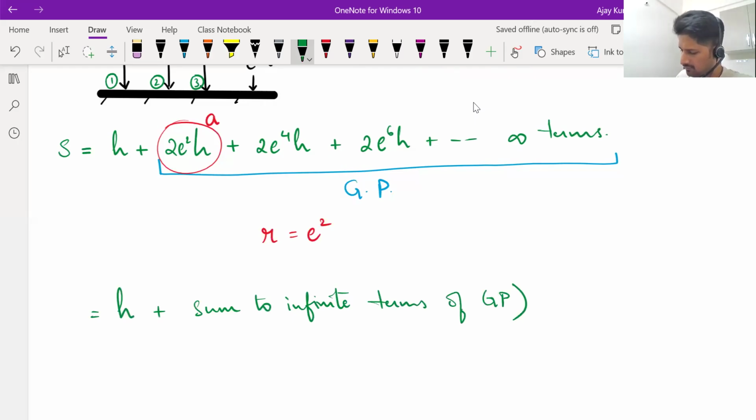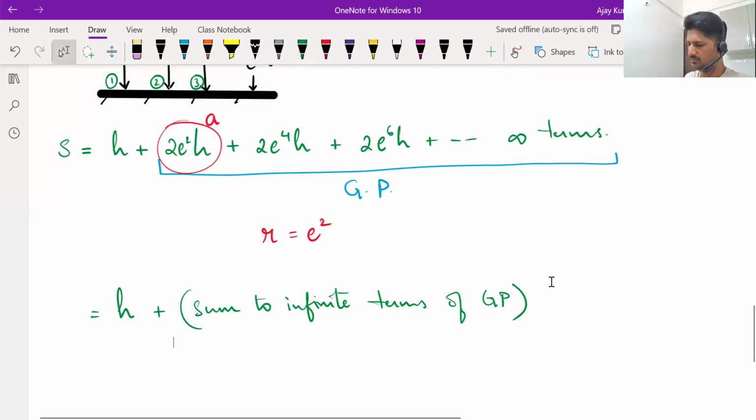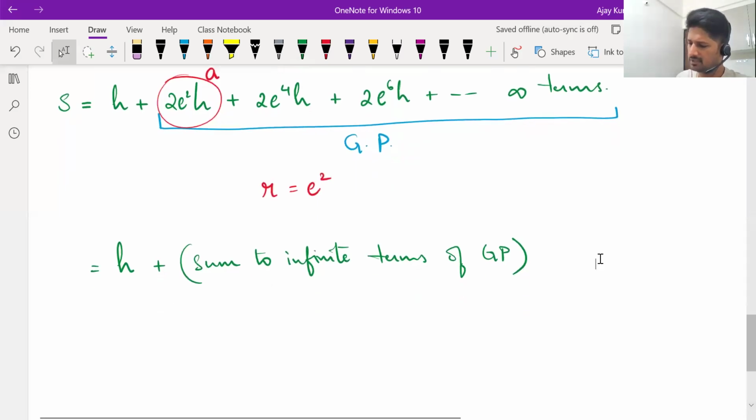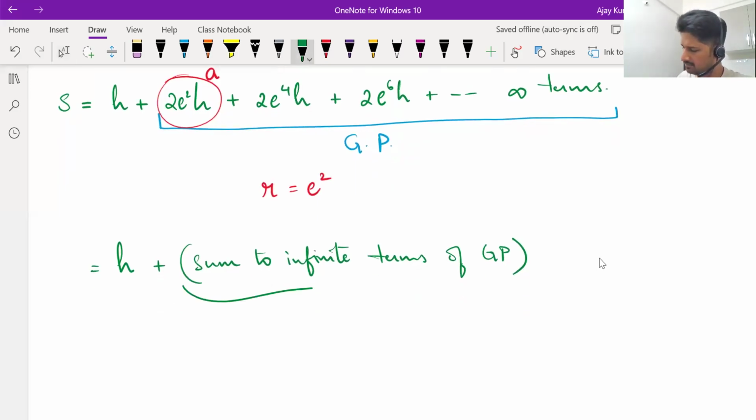Can any of you tell me a formula for sum to infinite terms of GP, in terms of A and R, first term and the common ratio? Sir, A by 1 minus R. A by 1 minus R. Pawan, can you tell me when that is valid?